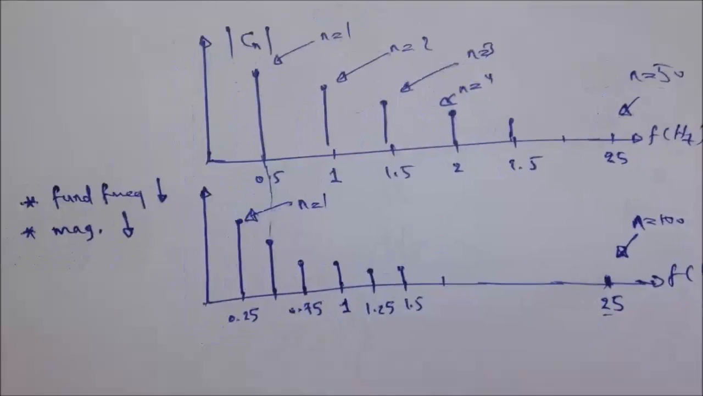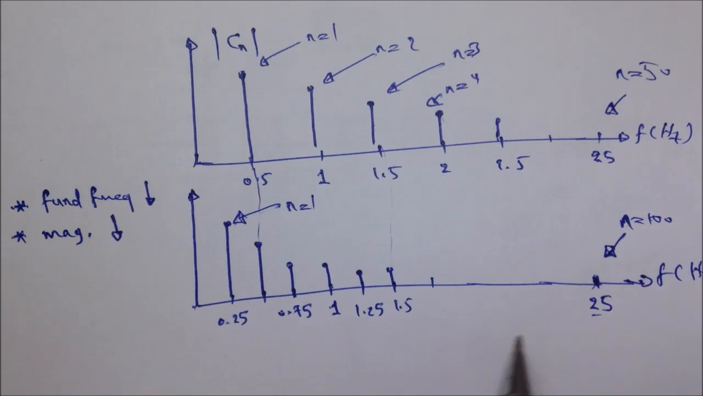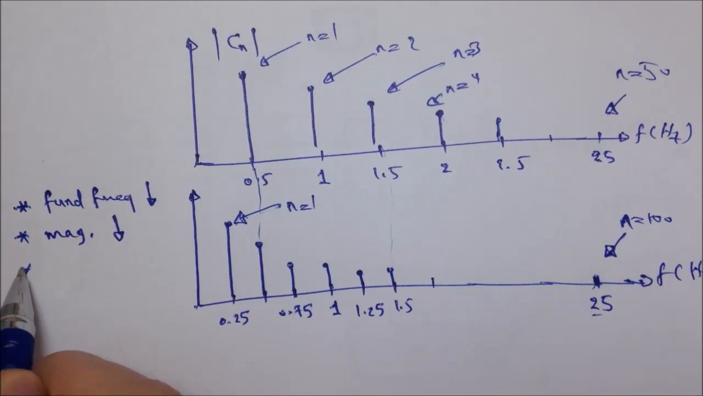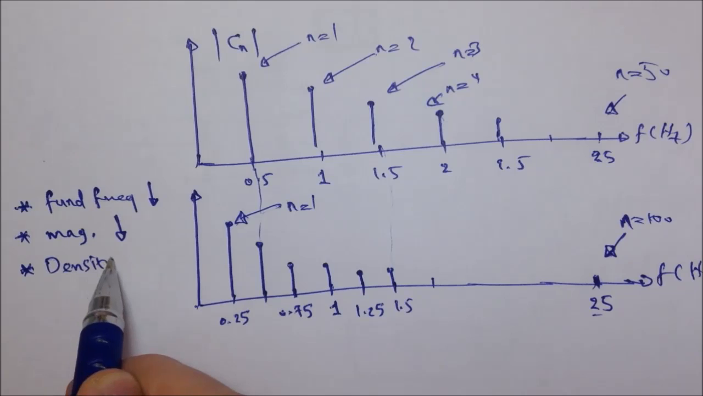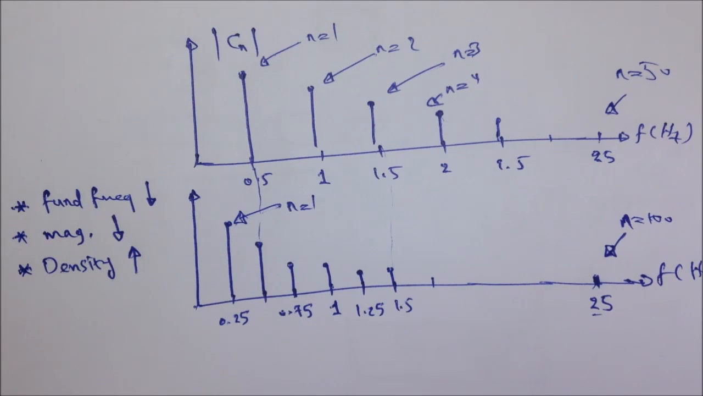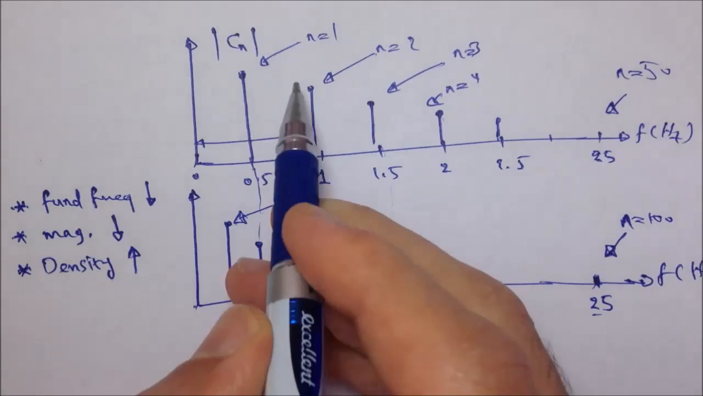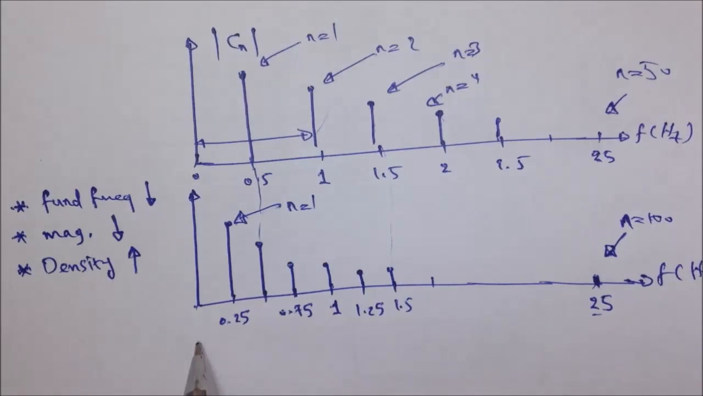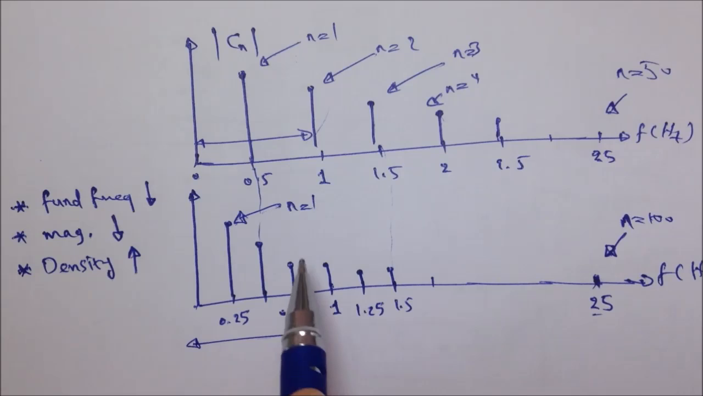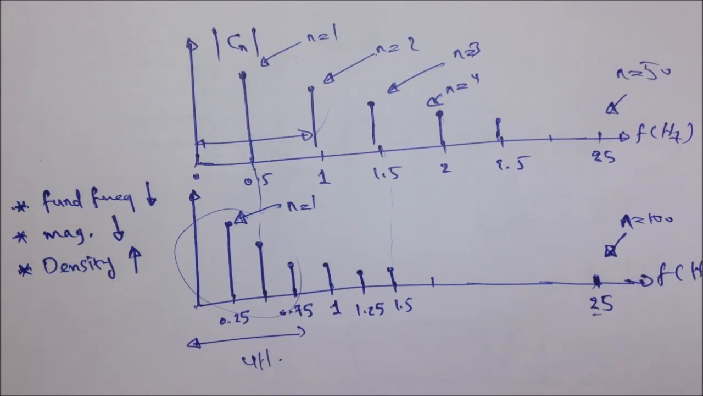So we say that the magnitude of components is going down in the new spectrum that is related to the signal having an extended period of time. The other fact is that the density of the spectrum is going higher. And by density of spectrum, I mean the number of harmonics in a certain bandwidth. For example, from 0 Hz to 1 Hz, so this is a 1 Hz bandwidth, it has two harmonics in the spectrum. While in this spectrum, each 1 Hz bandwidth has 4 harmonics. So the density of the spectrum is going higher as the period of the signal is increasing.